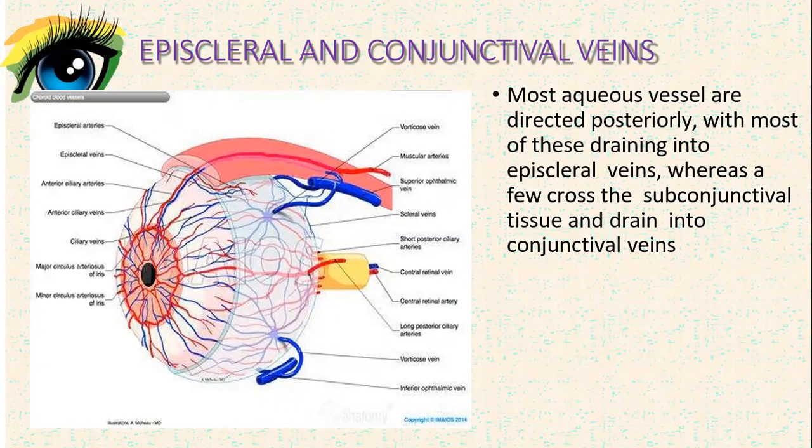Episcleral and conjunctival veins: most aqueous veins are directed posteriorly, with most of them draining into the episcleral vein, whereas a few cross the limbus, pass through the subconjunctival tissue and drain into the conjunctival veins. But it's a rare case. In most cases you have to remember that the aqueous humor drainage takes place through the episcleral vein. In a very rare case, the subconjunctival tissue drains into the conjunctival veins. So mostly they are there, and rarely over here.